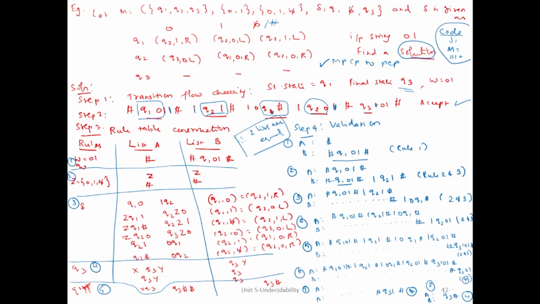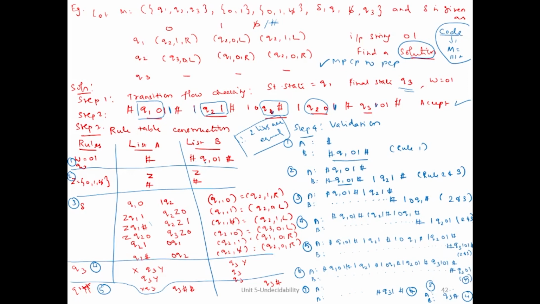I want to check the same flow at the validation phase. Step 3 is the rule table construction. There are 5 rules available. The given string is W equal to 0, 1. The initial state is Q0, so you write list A with only the hash symbol. In list B, we write it as hash followed by QW.